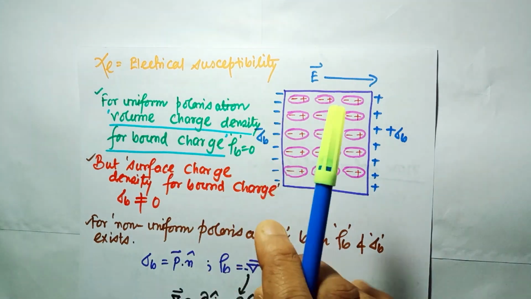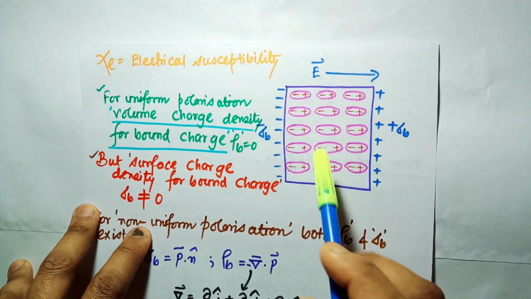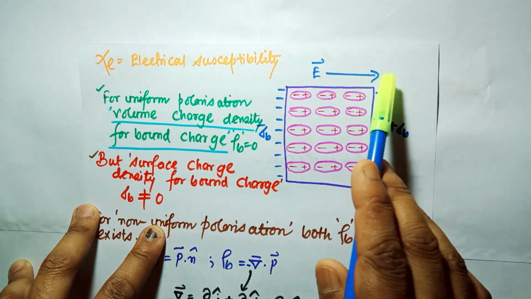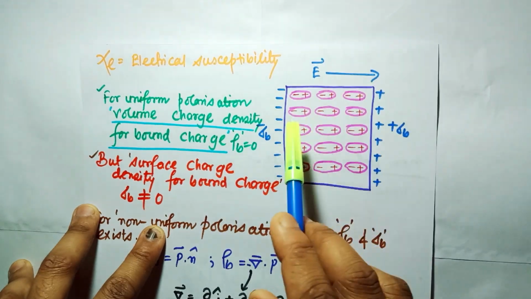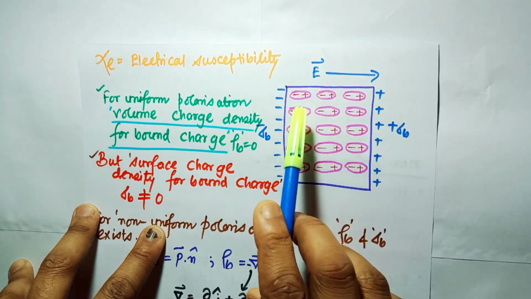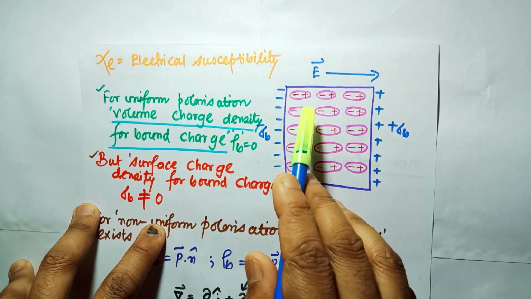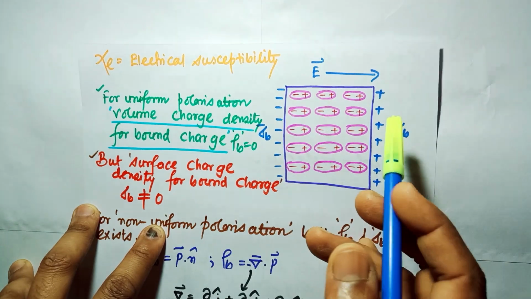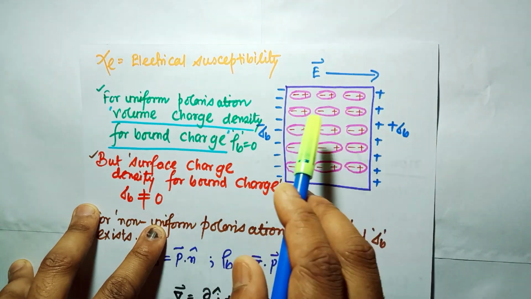Now you can see from this figure, this is the dielectric bar I put in the external electric field capital E acting in this direction from left to right. So the bound charge will get aligned in such a way that there will be some generated induced dipole moment, and all the dipole moments will get aligned in the direction of the electric field.